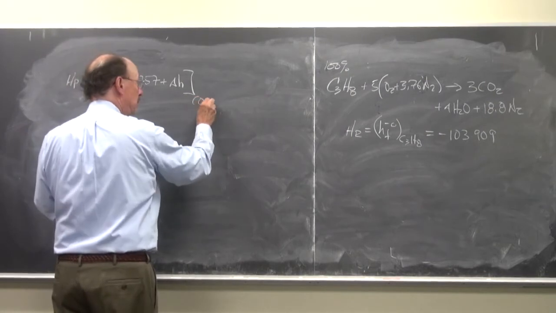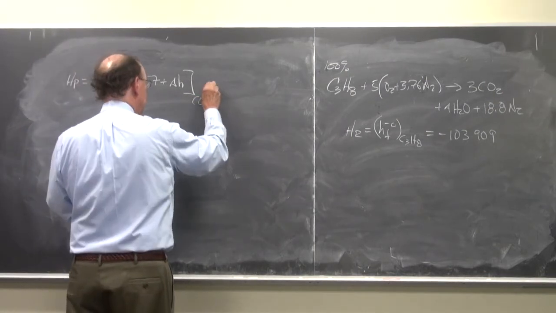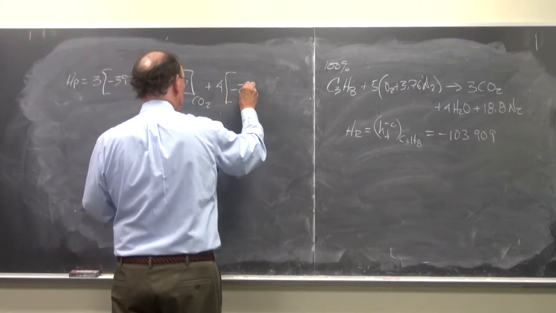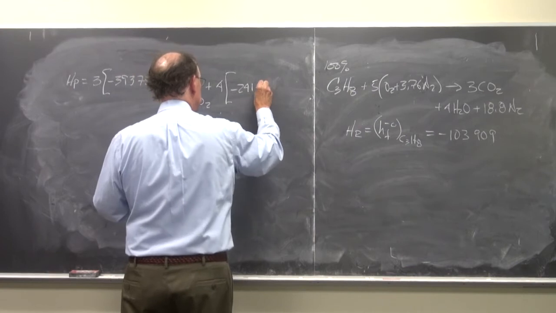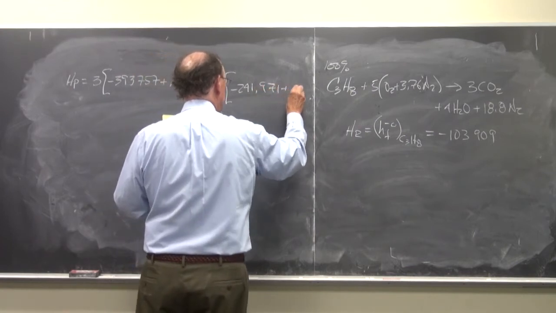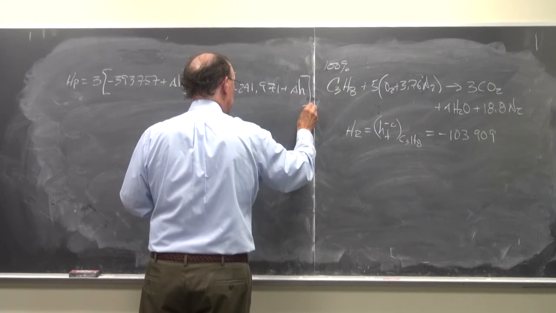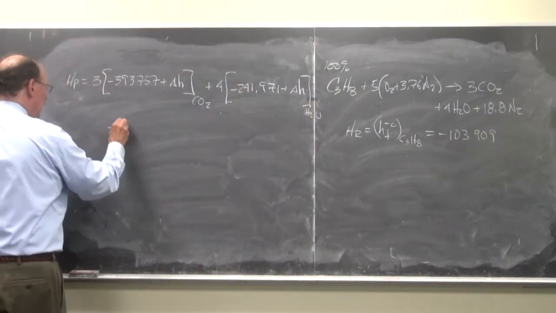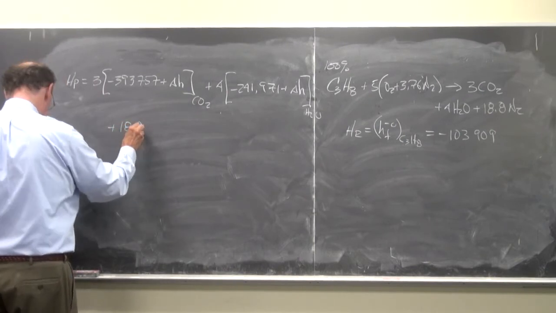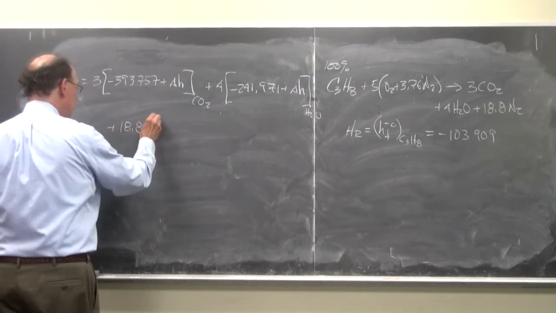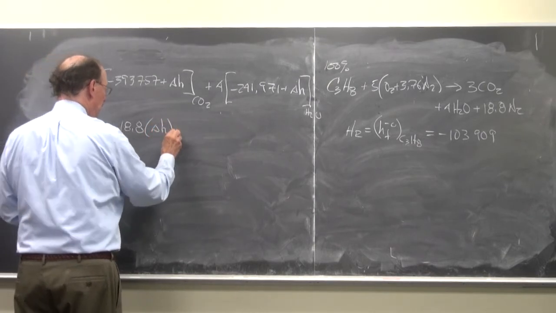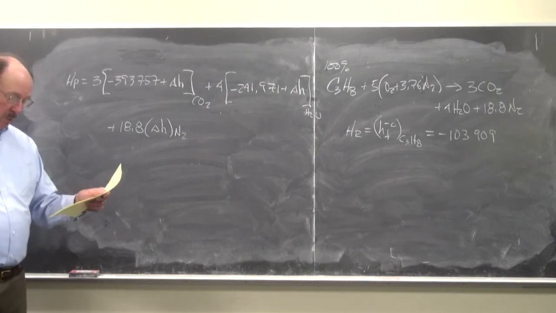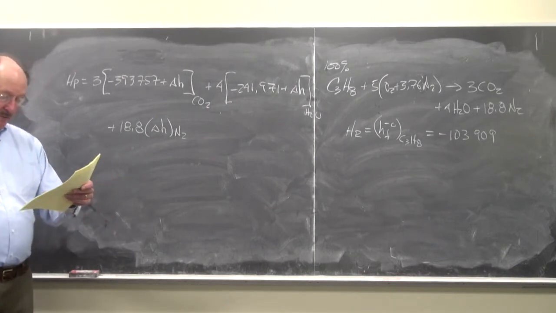Leave a little space in your notes above here. This is for the CO2, plus 4 times H sub F bar 0, minus 241,971, plus delta H for the H2O, plus 18.8 times delta H of the N2. So we don't know what those values are.